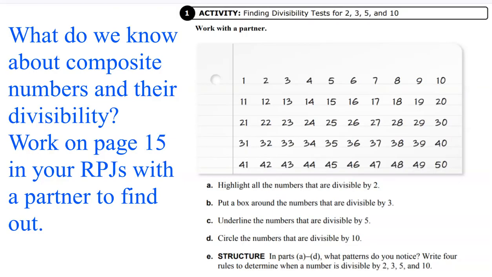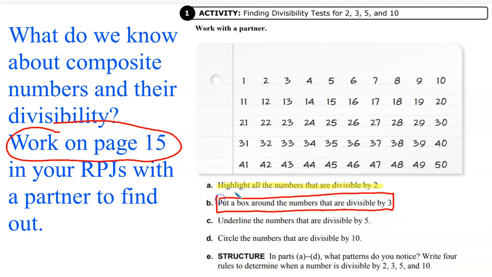Okay, so this is the activity that I want you to do in the Record and Practice Journal. It is on page 15, and I'll go through the instructions and then you should pause the video and see if you can look for some patterns. So here's what we do. I'm going to highlight all the numbers that are divisible by 2. I'm going to put a box around all the numbers divisible by 3. I'm underlining the numbers divisible by 5, and I'm circling the numbers that are divisible by 10. Go ahead and pause the video, and then I'll show you on the next page what mine looks like.